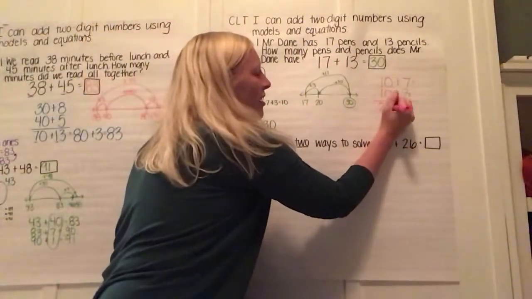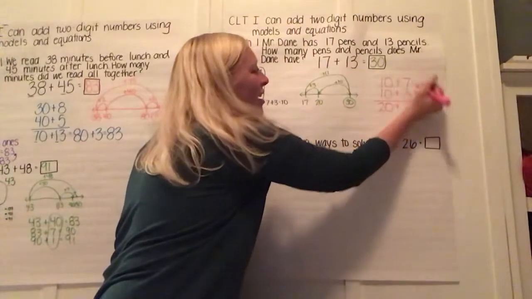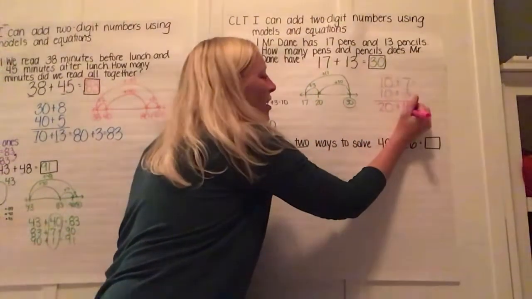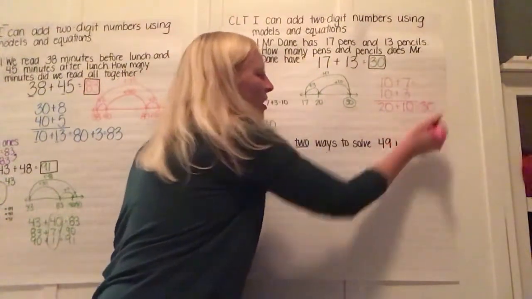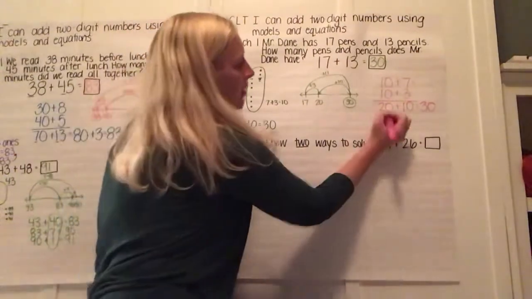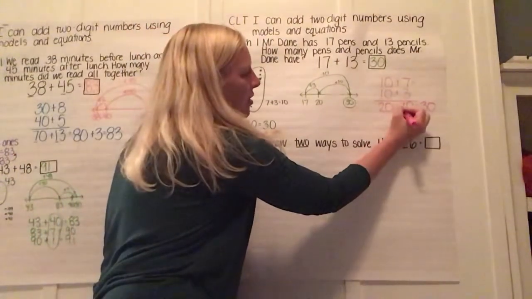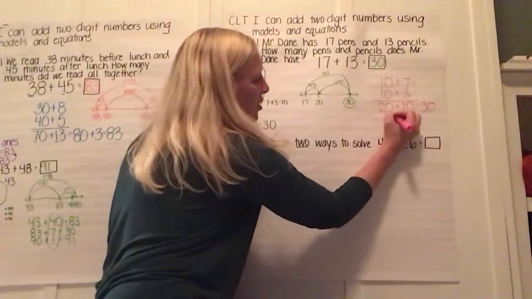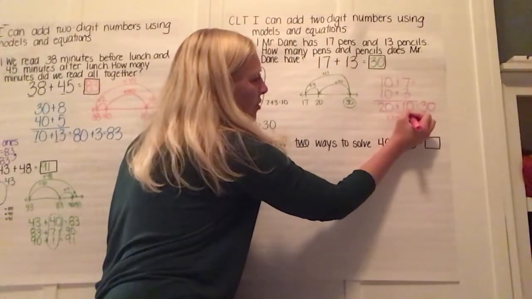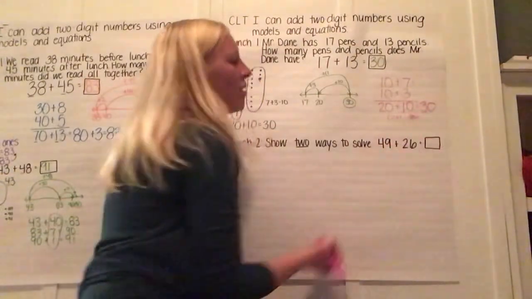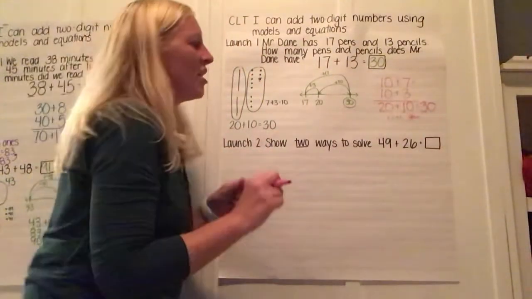So what did you do first? You knew 10 and 10 was 20. 7 and 3 was 10. And 20 and 10 is 30. And where did you get that 3 in the 10's place? 20, 2 10s, and 1 10 equals 3 10s. 2 plus 1 equals 3. So 20 plus 10 equals 30.